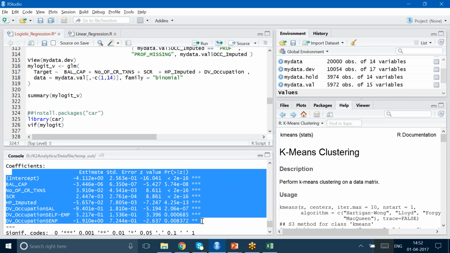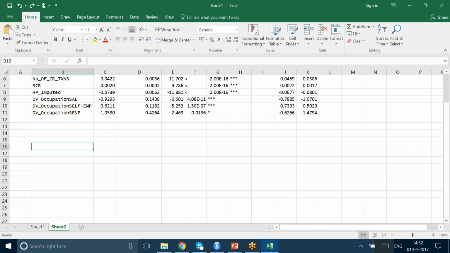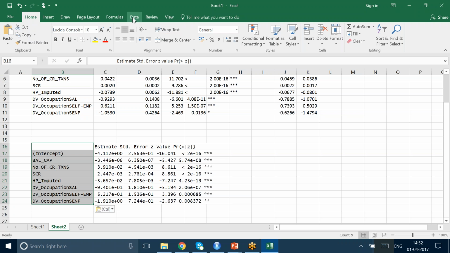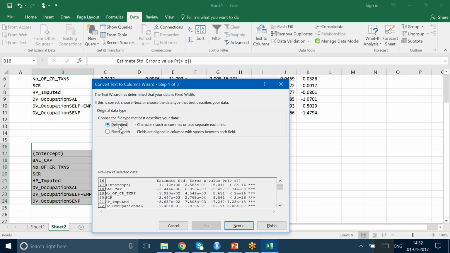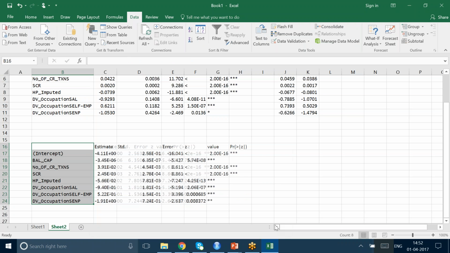This is what I require. Copy. Okay. Data, text to columns. Delimited, space. Finish.